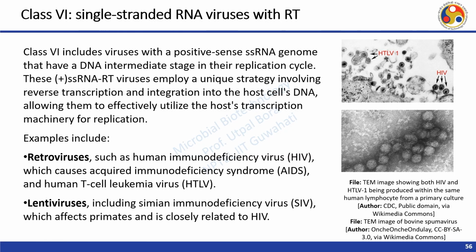Some of the examples include retroviruses such as HIV, which causes AIDS, and the human T cell leukemia virus or HTLV. Then we have lentiviruses. These include simian immunodeficiency viruses, which affect primates and are closely related to the human immunodeficiency virus. So, here we can see the HIV virus on the top and HTLV in this TEM image, and then we can see here bovine spuma virus in the bottom panel.